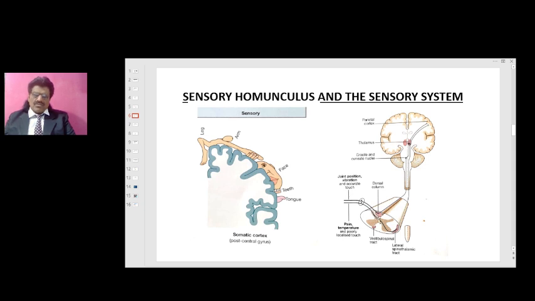It traverses the gray matter of the spinal cord as the lateral spinothalamic tract. So it crosses immediately in the spinal cord, whereas the posterior column crosses only at the level of the medulla oblongata to the opposite side. The spinothalamic tract ascends 1 or 2 segments, crosses immediately in the spinal cord, and ascends to the medulla oblongata. Finally, it goes to the thalamus and then reaches its destination, the parietal cortex. So this is the sensory homunculus and the important concepts of the sensory system.